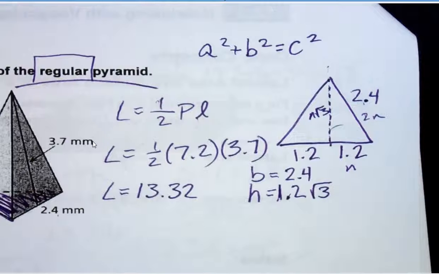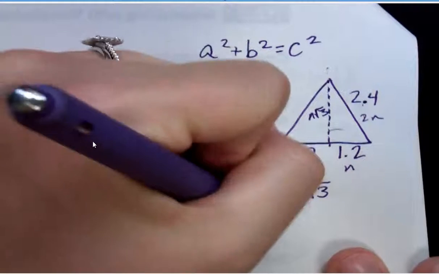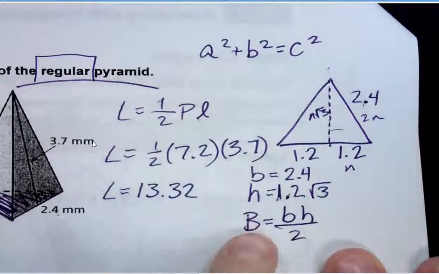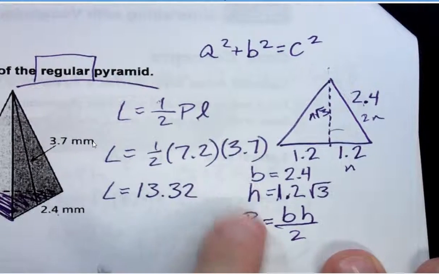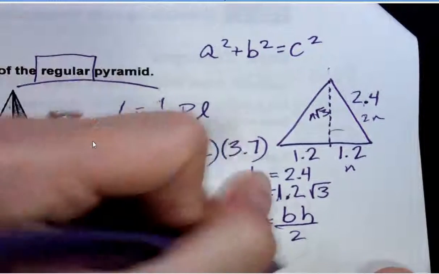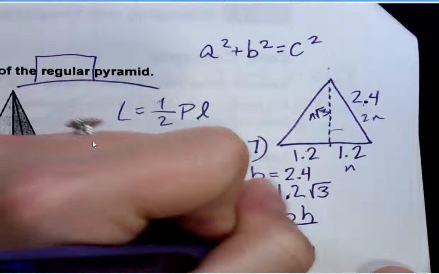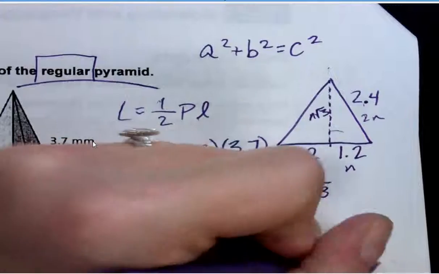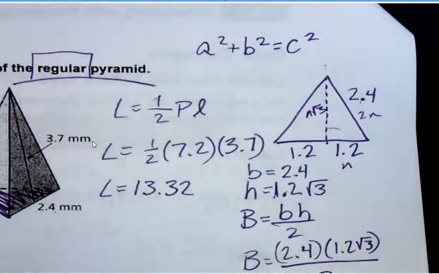Please realize that when I'm writing the base of the triangle, I'm writing in lowercase b. When I'm writing the area of the base, it's an uppercase B, capital B. So make sure you realize that because that can get confusing. These are different numbers. That B and this B, they're different. So the area of our base is 2.4. Our height is 1.2 root 3. Divide the whole thing by 2.